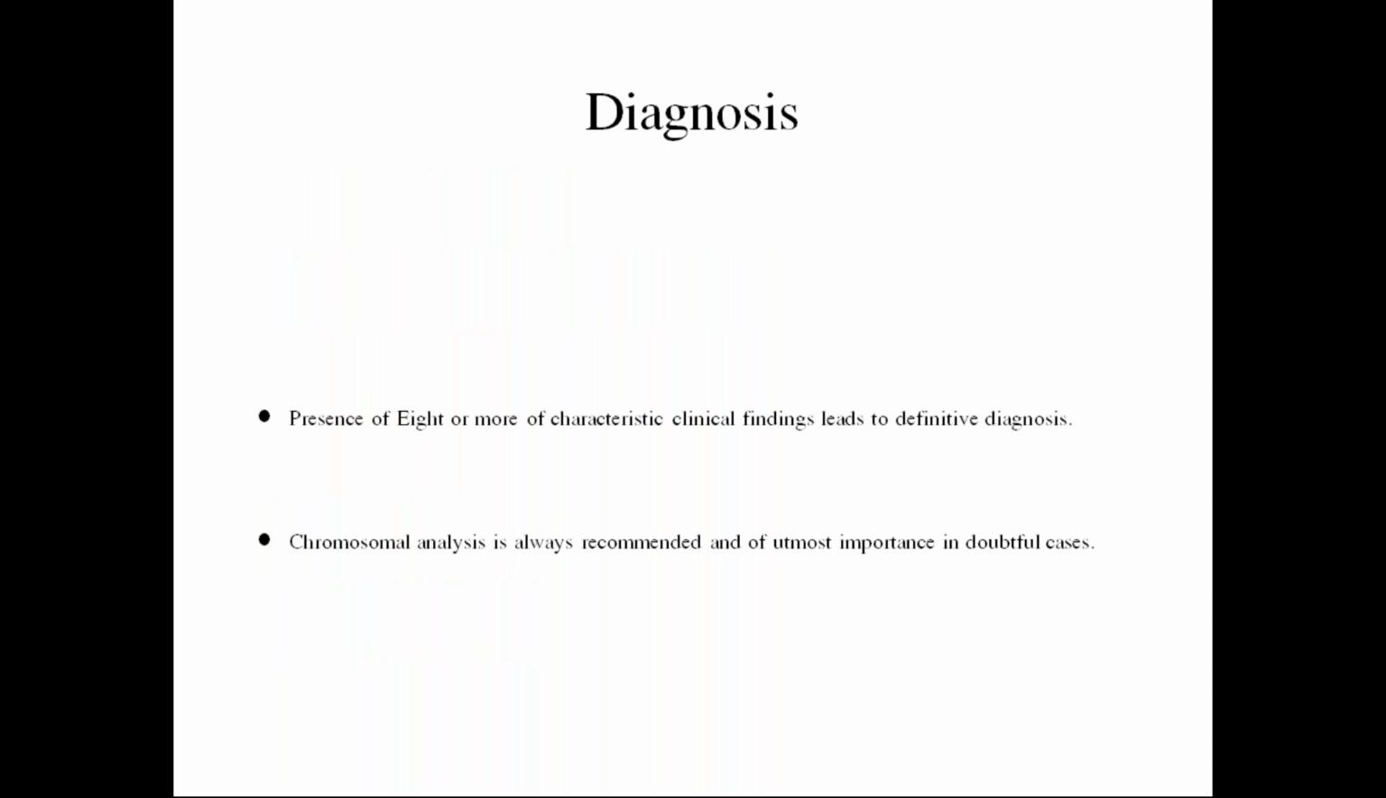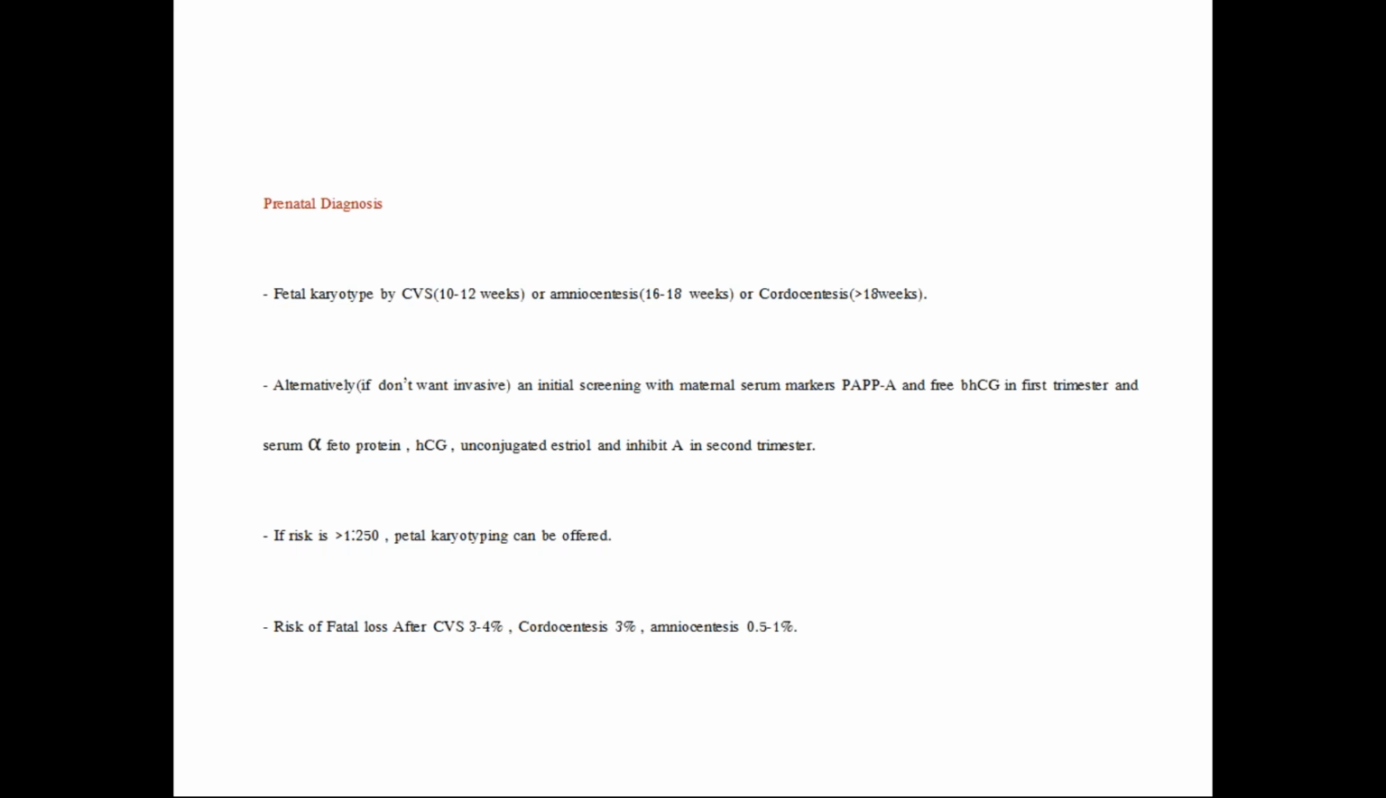So diagnosis: presence of 8 or more characteristic clinical features leads to a definitive diagnosis. Mainly, Down syndrome can be diagnosed clinically, and chromosomal analysis is always recommended and of utmost importance in doubtful cases, because we have to at least counsel the patient. If the child is a first sibling, you have to counsel them for the second also.